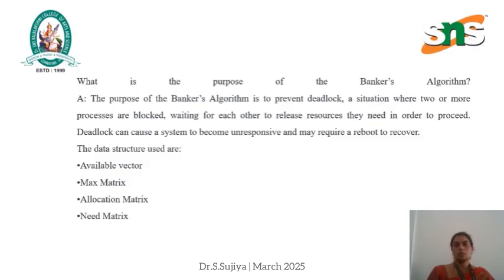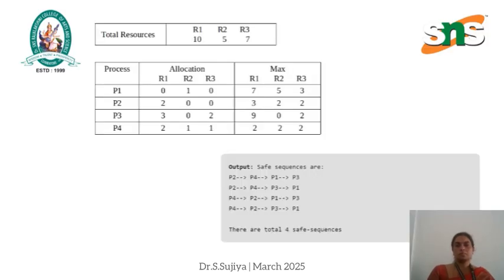The purpose of Banker's algorithm is to prevent a deadlock, a situation where two or more processes are blocked, waiting for each other to release the resources they need in order to proceed. Deadlock can cause a system to become unresponsive and may require a restart to recover. So the data structures used here are the available vector, maximum matrix, allocation matrix, and need matrix.